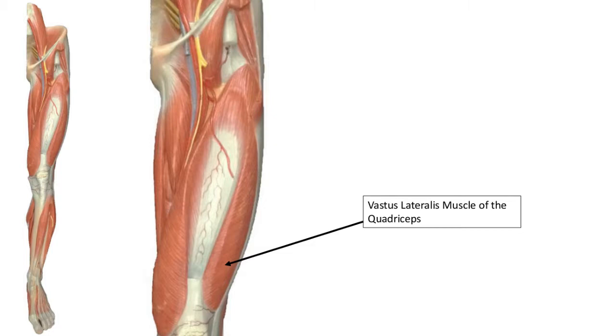muscle. Here's the vastus lateralis muscle. Okay, it's lateral to the knee. It's on the lateral portion of the thigh, and it sits in between the rectus femoris muscle and the iliotibial tract. You can barely see the iliotibial tract here, but there it is.